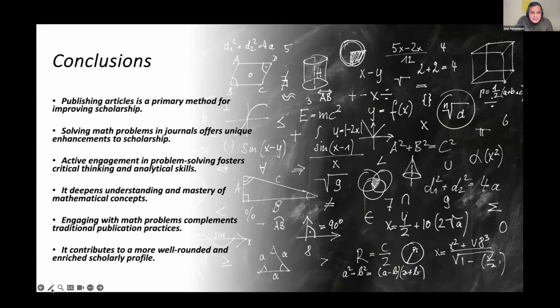Active engagement in problem solving fosters critical thinking and analytical skills. Of course, if you do this, it's kind of like going to the gym every day and staying in shape, right? So that you can learn about strategies, not only your own strategy, but also about strategies other people all over the world use to solve the same problem, right? And then once you do that, you can transfer it to your students when you teach. It deepens understanding and mastery of mathematical concepts.